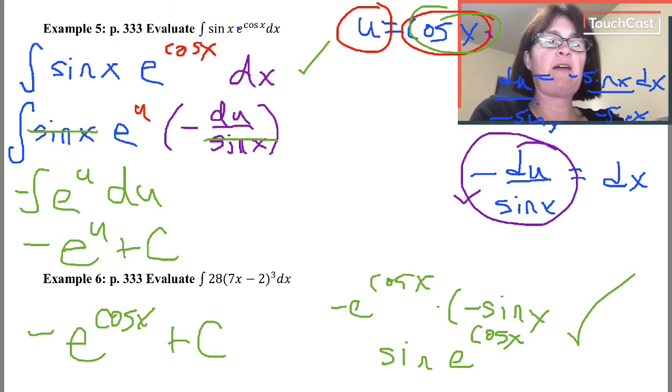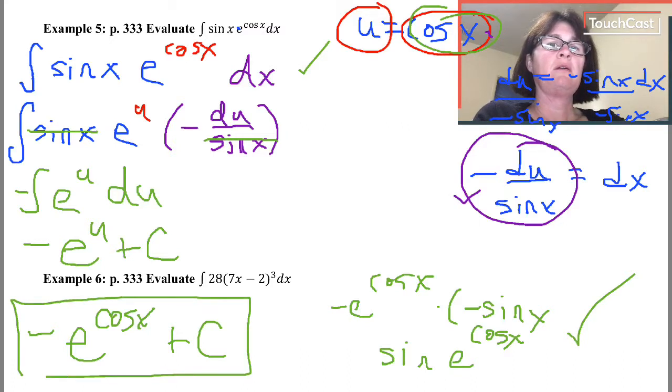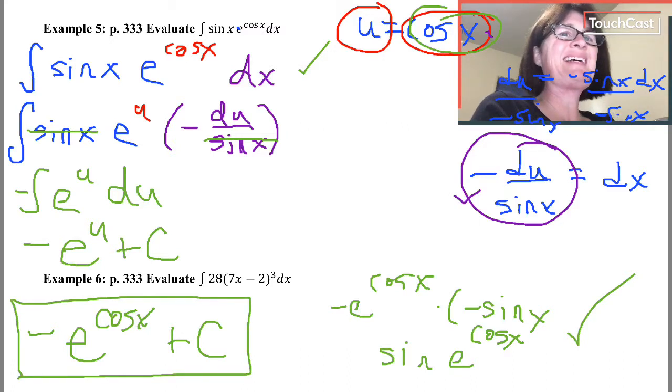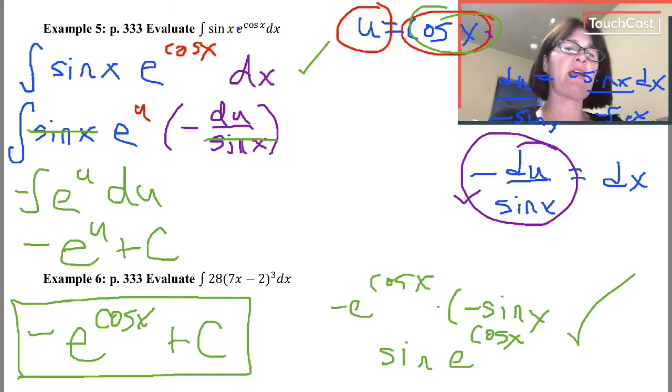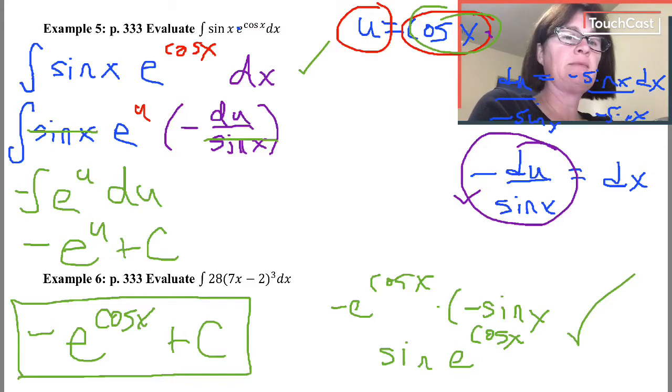Just to clarify one more final thing. What was our final answer here? It was the function whose derivative is sine x e to the cosine x. So final answer there in green in the box.